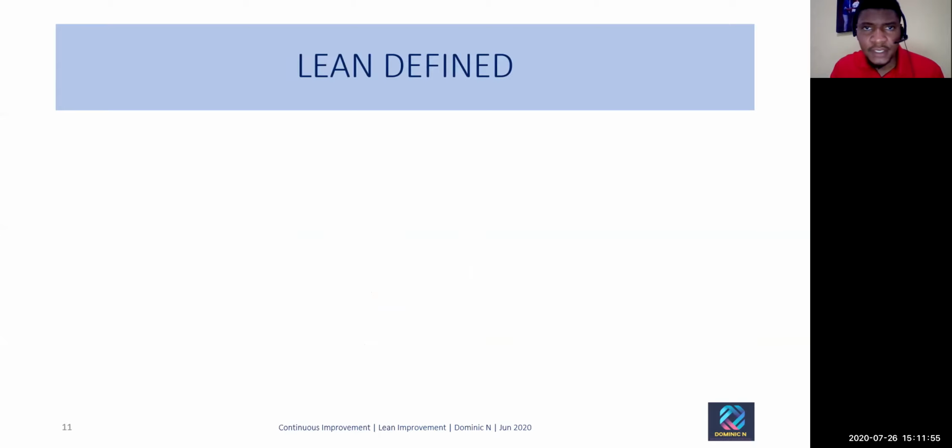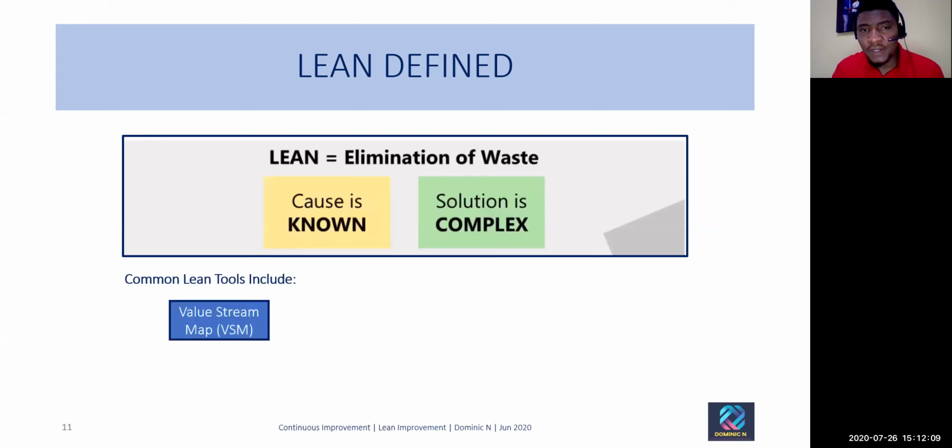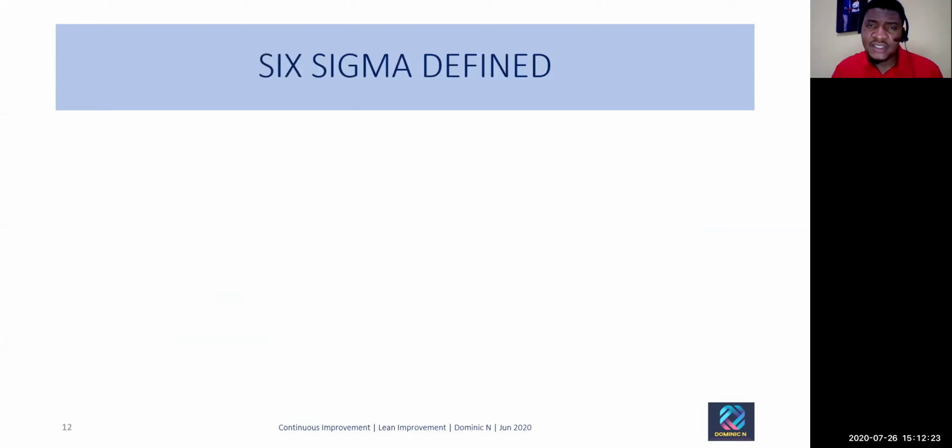But what is lean today? So I see lean as an elimination of waste. We'll look at the eight waste, which is also called muda in Japanese, later. So the cause is known, yes, but the solution is complex. So what are the common lean tools that we have? Value stream map, we have the Poka-yoke, we have the Heijunka, we have just in time, we have Jidoka, we have the eight waste, like I earlier mentioned. And these are the tools that are used by lean, the lean approach in solving problems. If you know these tools very well, you understand better how to solve a problem.